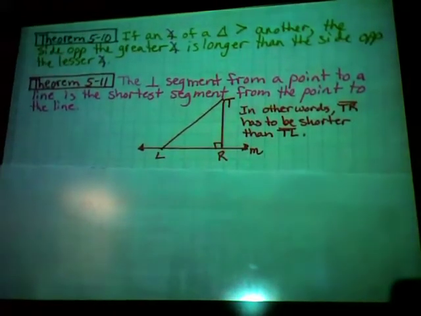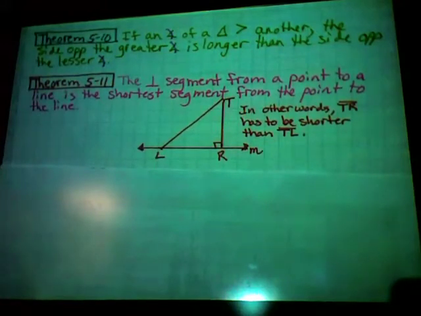And then theorem 5.11, I've put a picture with it. The perpendicular segment from a point to a line is the shortest segment from the point to the line. And isn't that also how we determine the distance from a point to a line? That perpendicular segment? In addition to that, it's also the shortest distance. So it's your true distance.